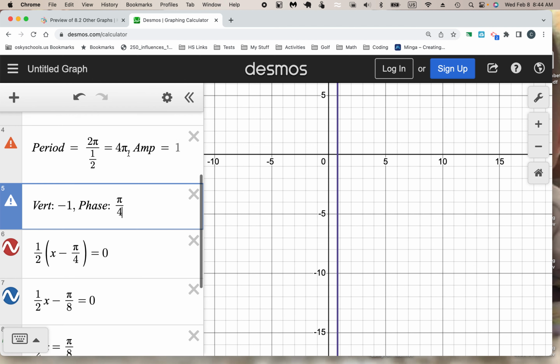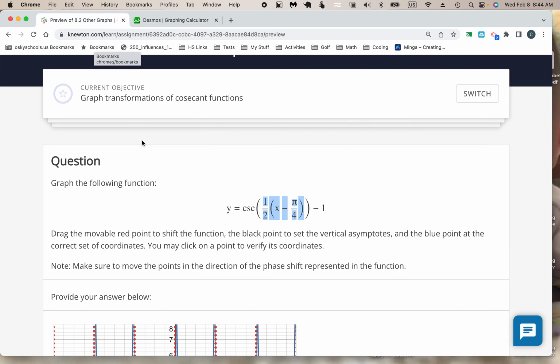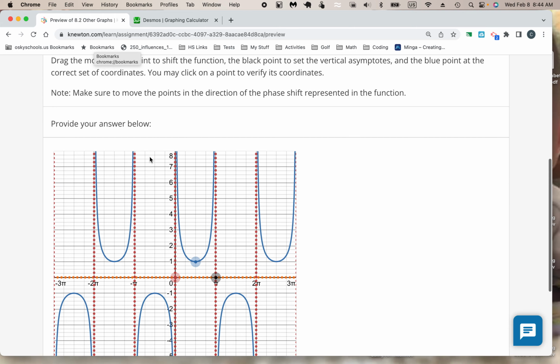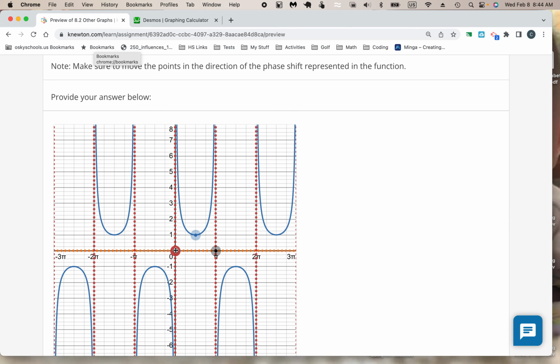Now I'm going to graph these, starting with the period, which is 4pi, then the amplitude, then the vertical shift, then the phase shift. Remember, one period goes from the farthest left asymptote on what we'll call the upper parabola to the far right asymptote on a downward parabola. I need both the upward and the downward parabola to happen for the cosecant function to go through one whole period.